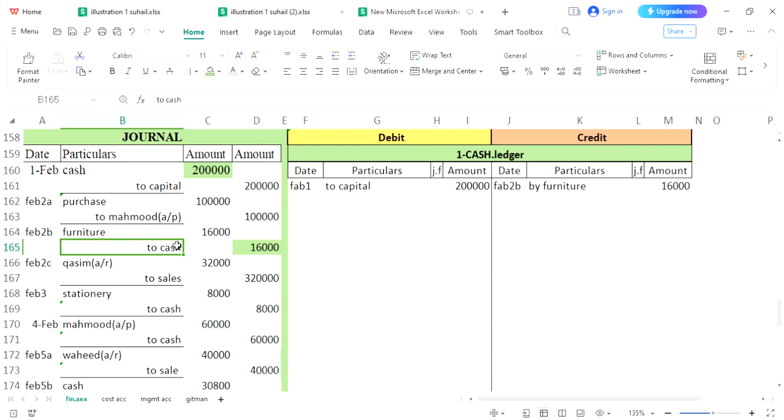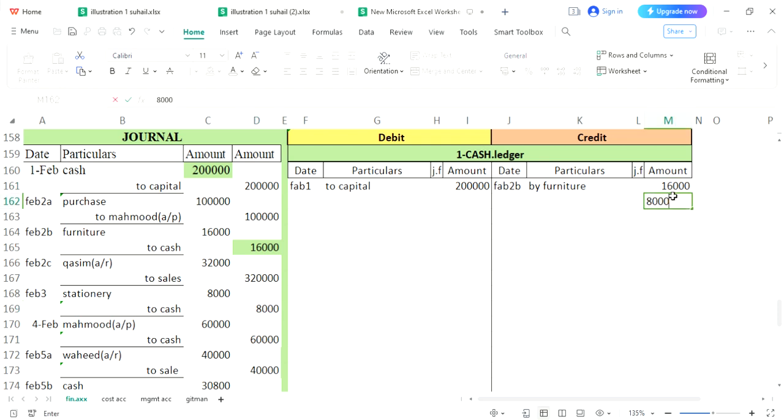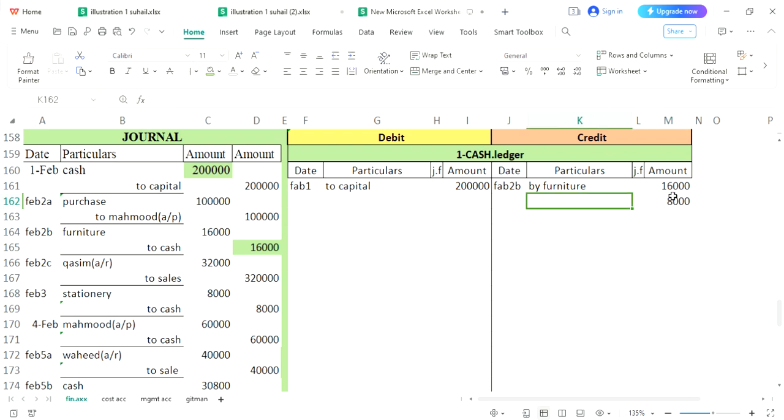We will continuously look at cash wherever it would be present. We will pick it and post in our ledger. Now on February 3rd, we again have seen the cash which is credited by 8,000. Look at this. This 8,000 is credited. We will go to the credit side and we'll put 8,000 in amount column.